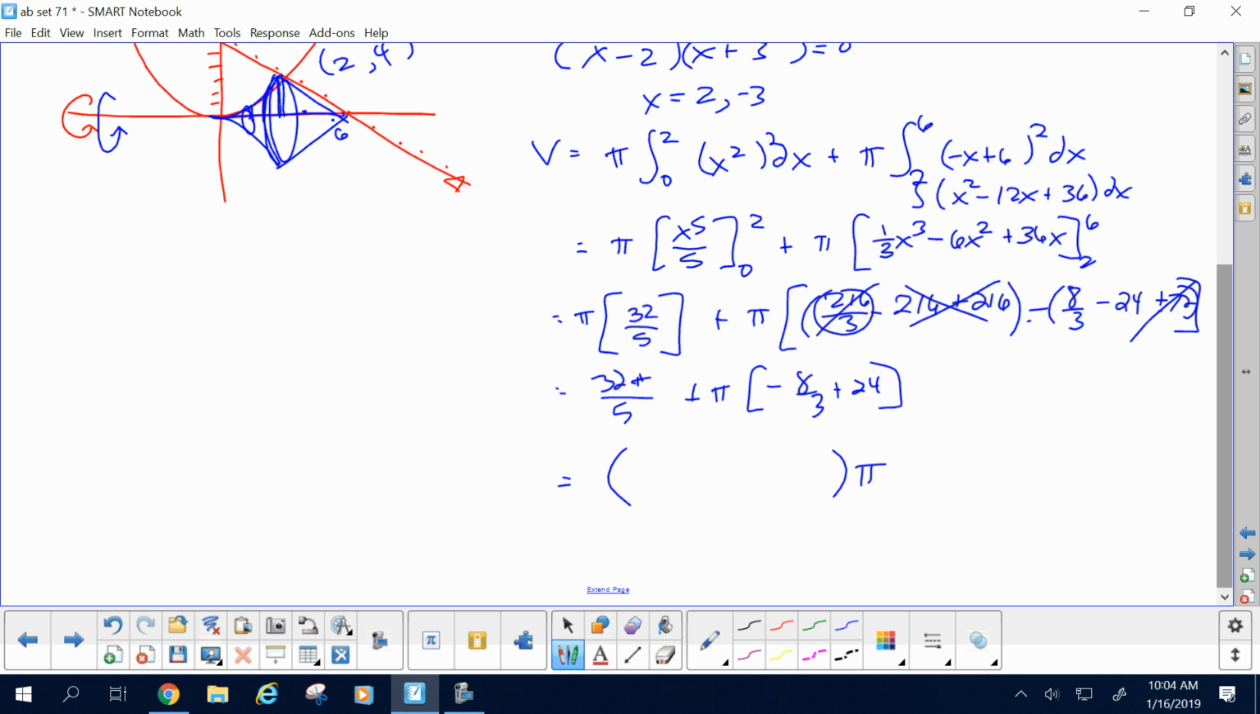What's the common denominator between all three of those? 15, okay. So 32, what did you need to multiply it by? 3, so 96. The 8, would you have to multiply it by 5, so it's negative 40. And the 24, would you have to multiply by 15? What's 24 times 15? 24 times 10 is 240. Half of that is 120. So 240 plus 120 is 360.